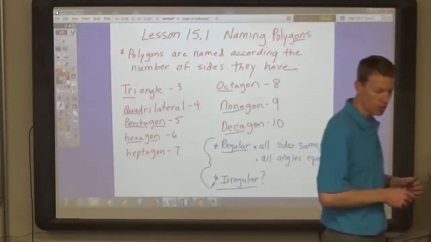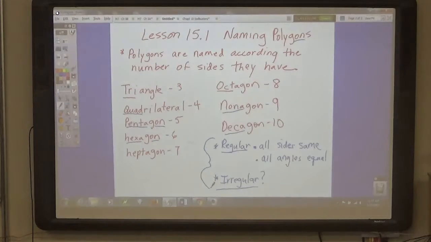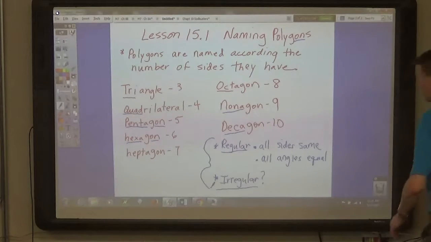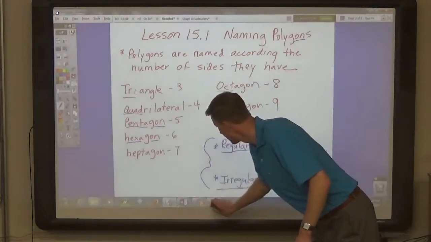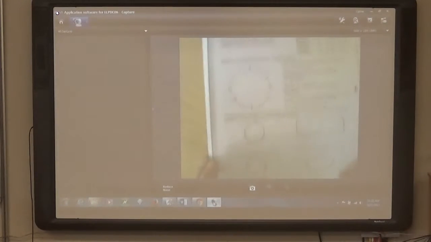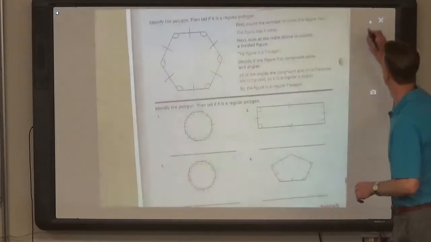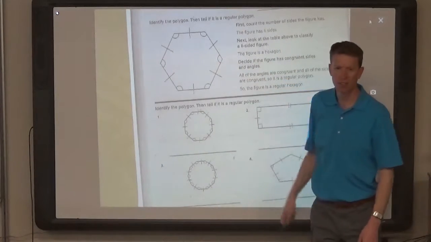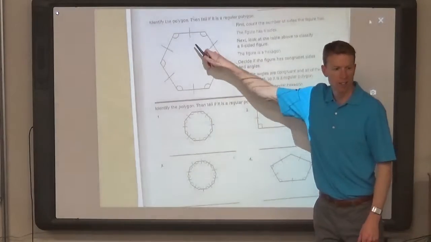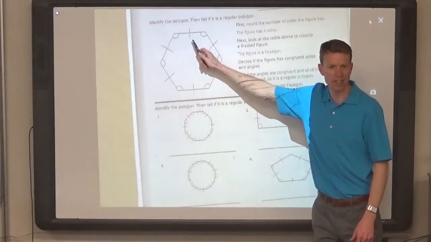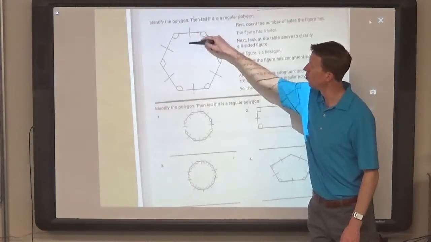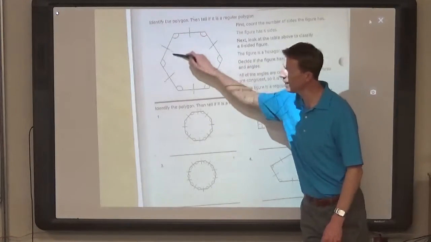Take a look at your packet in the worksheet. You're going to name and classify polygons. So you're going to name them according to the number of sides they have, count the sides, and notice that they are marked when they're counting. This helps you to count the sides. Look at this figure. Notice how each side is marked. It's dashed. So do that when you are counting these. It's a quick way to count. 1, 2, 3, 4, 5, 6.